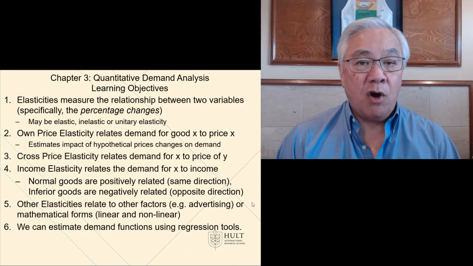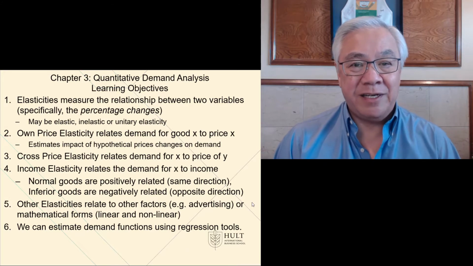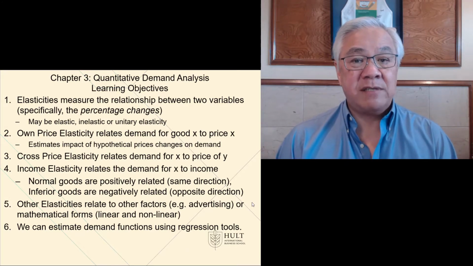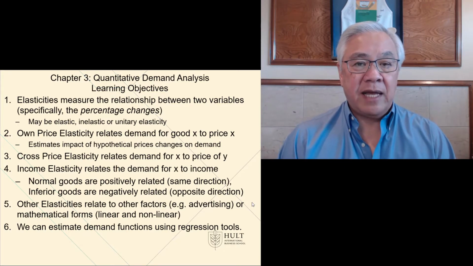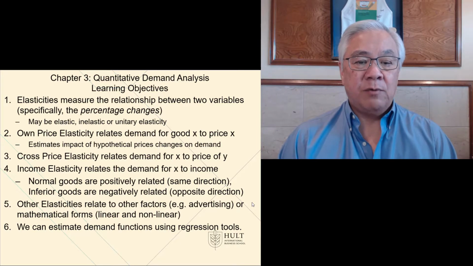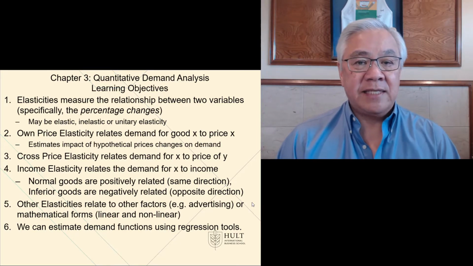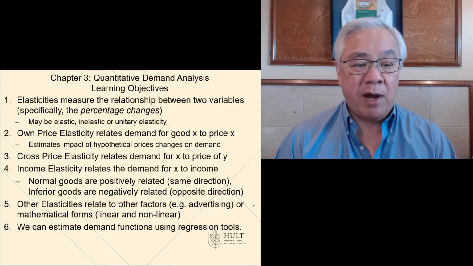Then we'll look at own price elasticity, which relates the price of a good, call it X, with the price of that same good of X. And that's why it's called own price. It's the effect of the price of your product on the quantity that you will sell. Next, we'll look at cross-price elasticity, which compares one good, say X, to another good, say Y, and see if there's a relationship, whether it's a substitute or a complementary product.